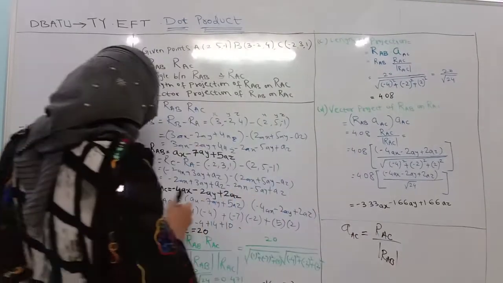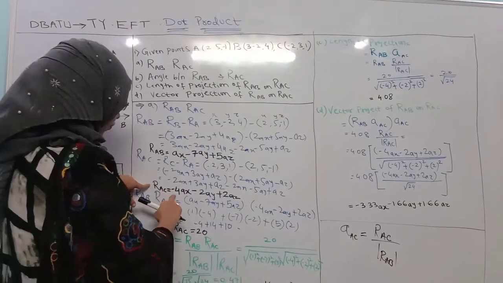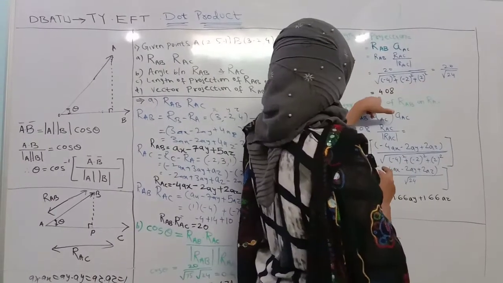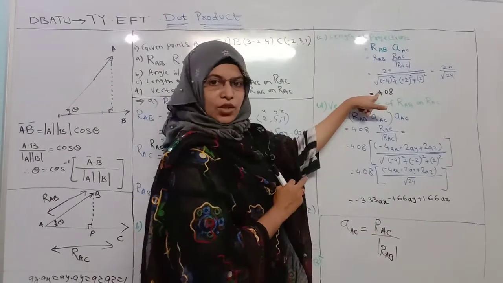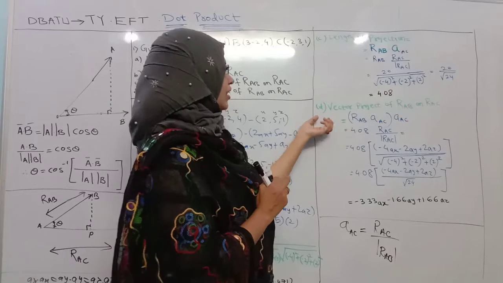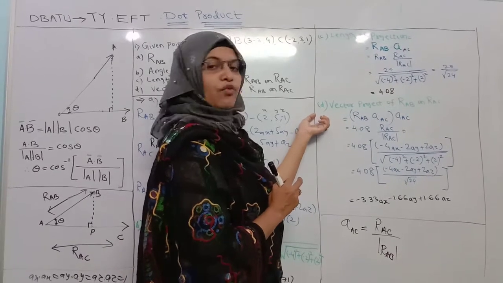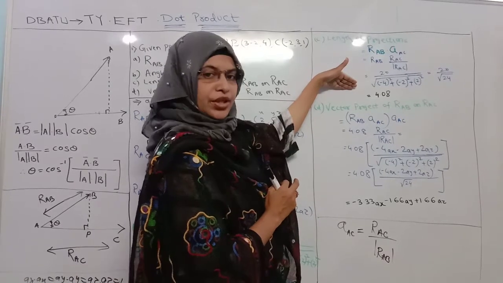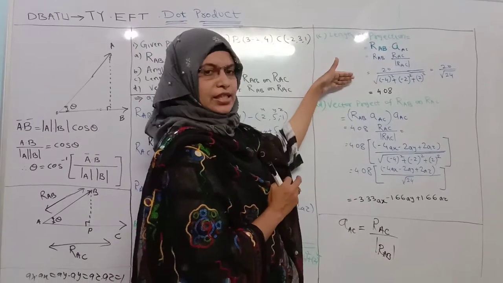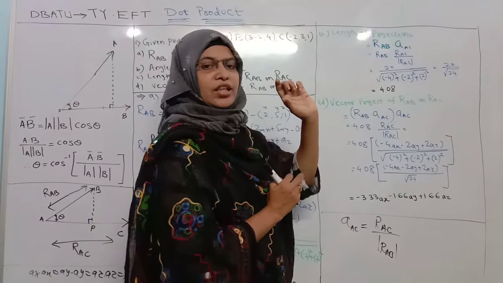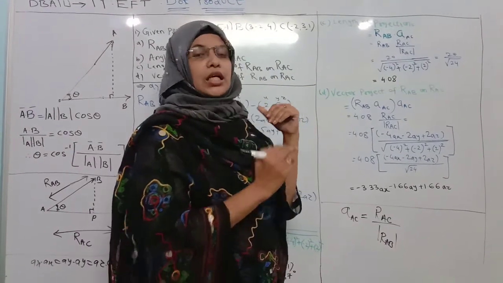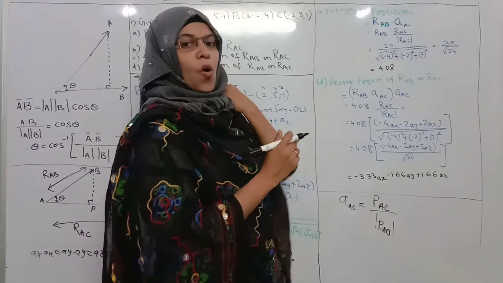Mod of RAC: minus 4 square minus 2 square plus 2 square, again root of 24, so you will get 4.08. Now the last part, the vector projection of RAB on RAC. Here we were interested in the length, which gives only the magnitude. But if you are talking about the vector, we will get the equation in the form of all directions.